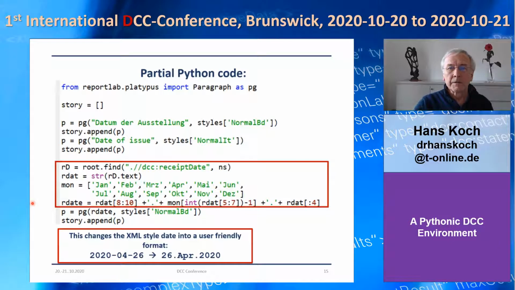We get the receipt date again from our XML file, and we make a string of that text, and here we have some lines that change from the XML style date into a user-friendly format, how it is, for instance, common in German.